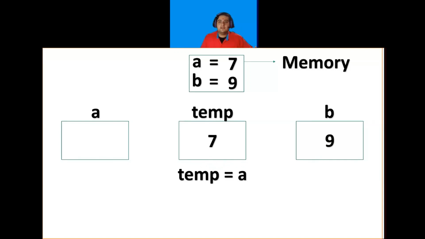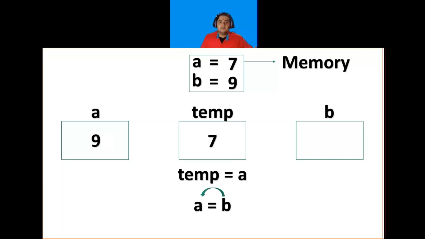Now this value 9, the value of B, is going to be shifted to A. So this 9 will go to its new block A. So what is happening here? B is assigning its value to A.